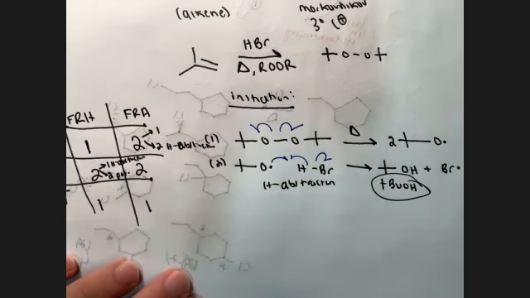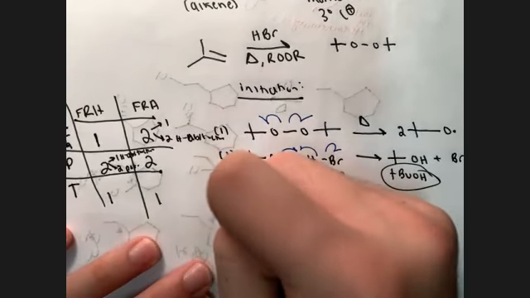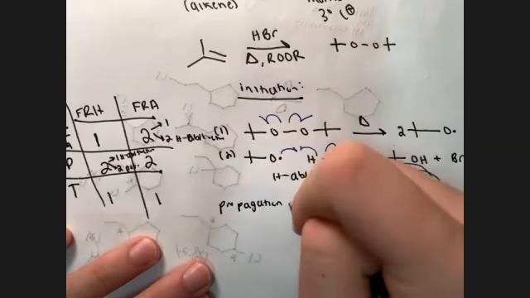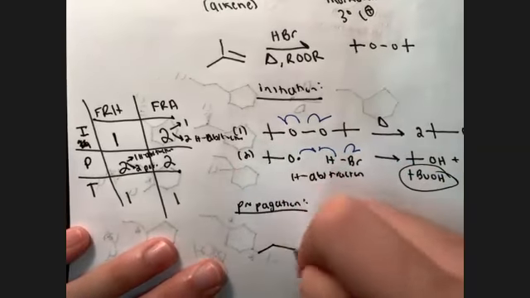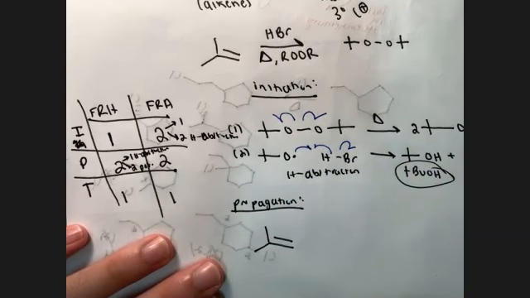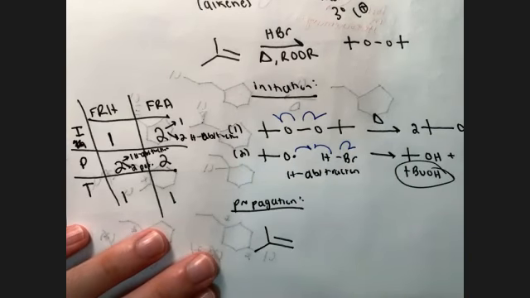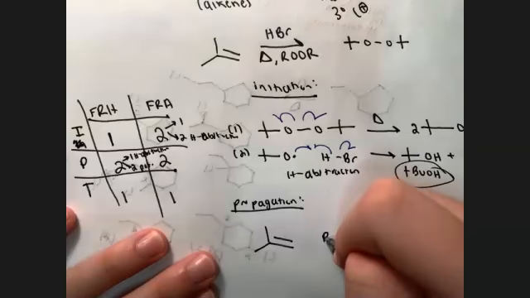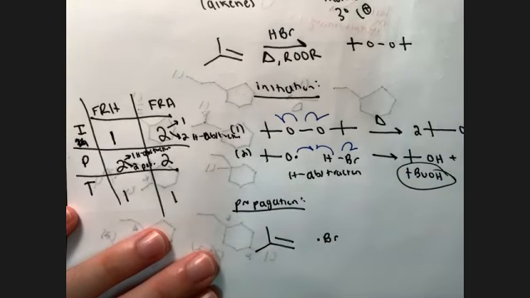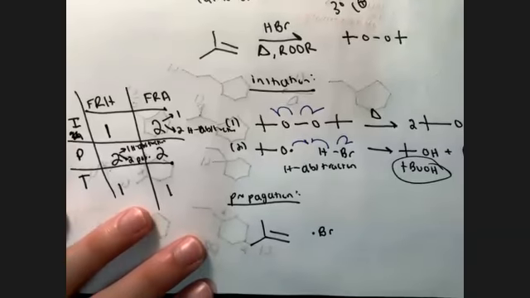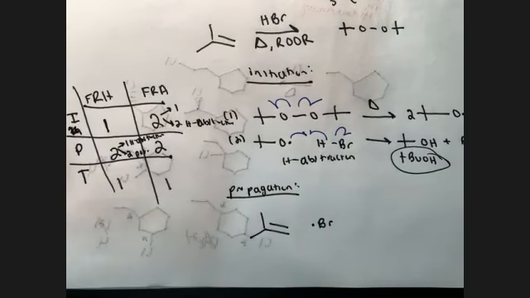And then in terms of propagation, now we have to bring in our main alkene. So we have this, and then we have our bromine radical. Now this is the key reactive step here. This radical is going to react with the pi bond, the 2 electrons in that pi bond, such that we form an intermediate where the radical is on the more stable position. That follows Markovnikov's rule.